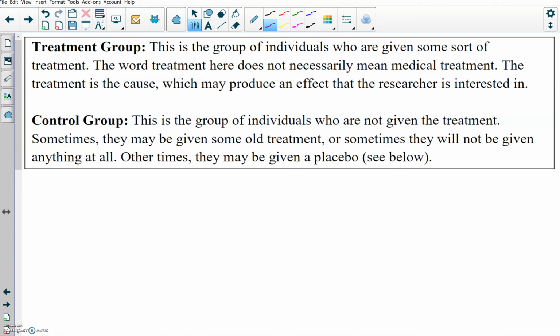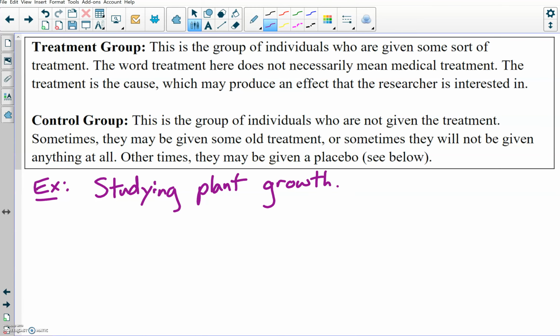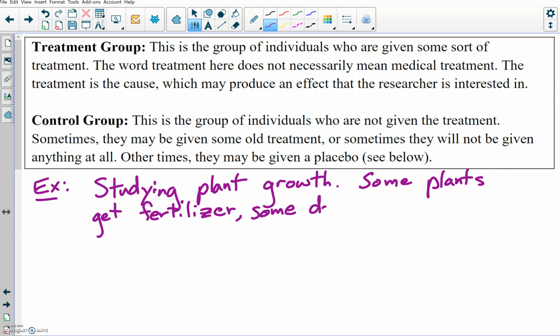So an example here of treatment and control might be something where you're studying plant growth. Some plants get fertilizer. Some do not. Plants with the fertilizer are the treatment group.